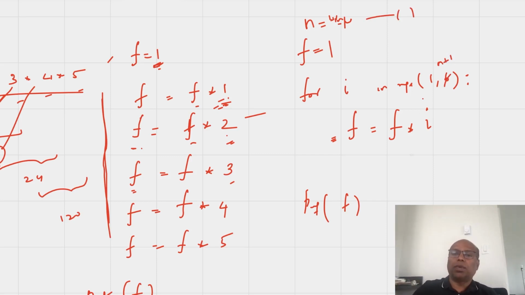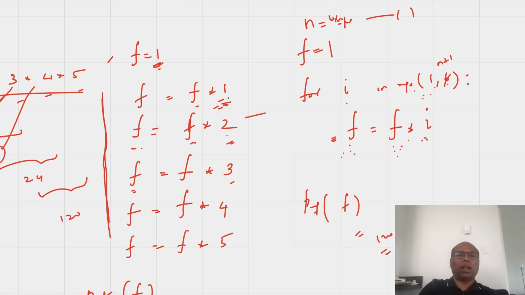So if n is 5, 1 to 6 is going to run. When i is 1, 1 into 1 is 1. When i is 2, 1 into 2 is 2. When i is 3, 2 into 3 is 6. When i becomes 4, 6 into 4 is 24. When i becomes 5, 24 into 5 is what? 120. I'm going to come out and print 120. Got it? Therefore, first identify what statement needs to be repeated and how many times.